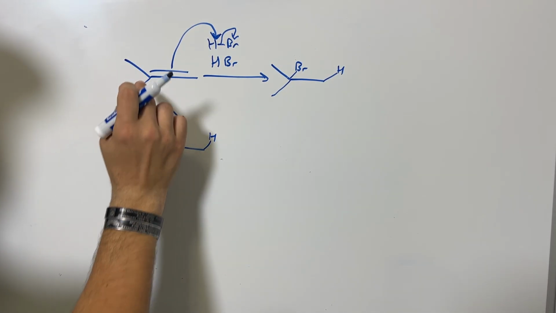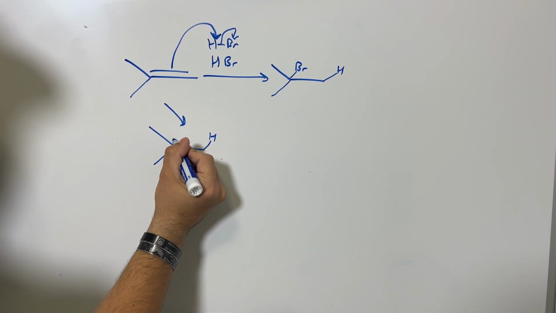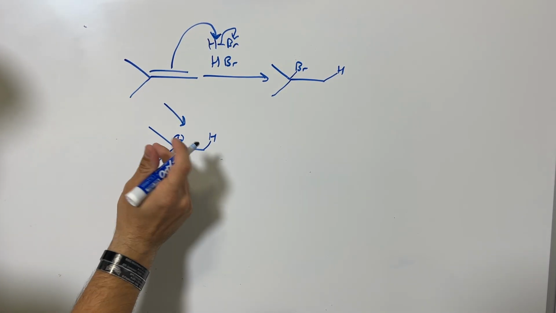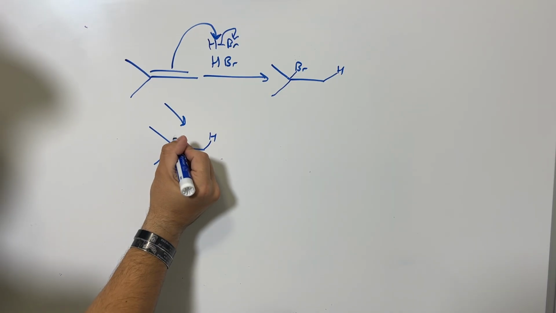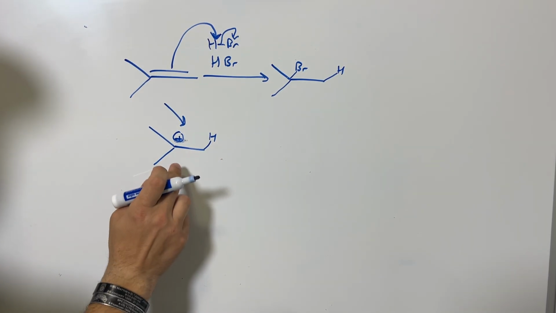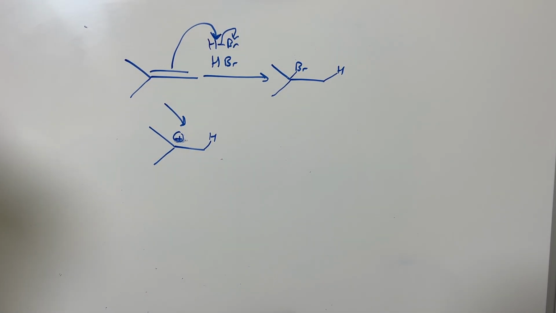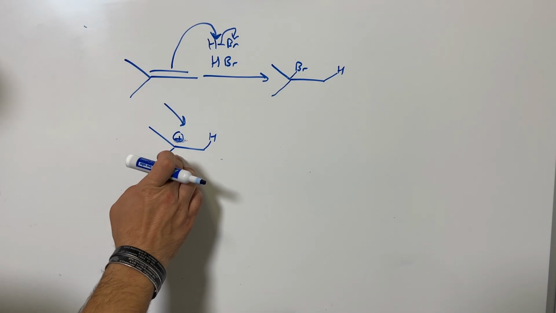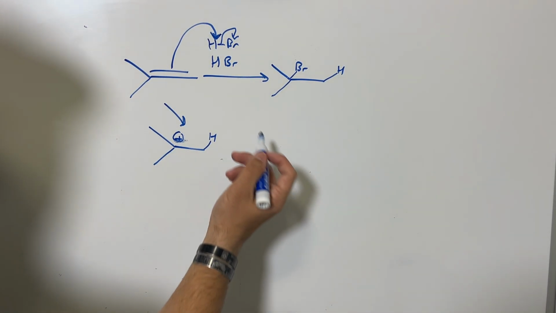Now, because this position is electrodeficient, we have to give it a carbocation, which is why this is called a carbocation intermediate. Now, this carbocation intermediate forms at the most substituted position because the most substituted position is the most stable position for a carbocation. The more substituted the position, the more stable the carbocation.